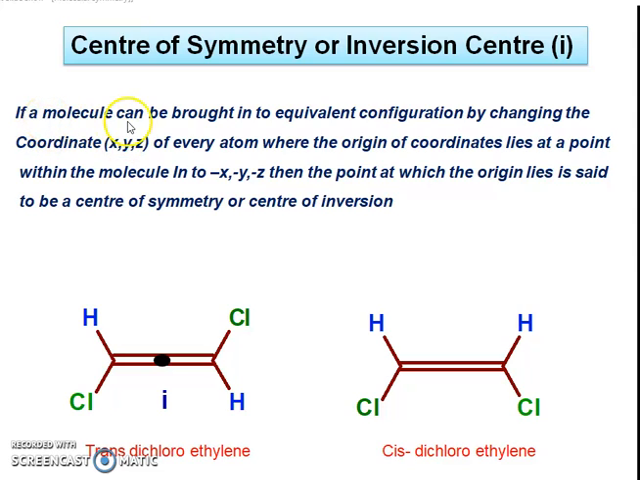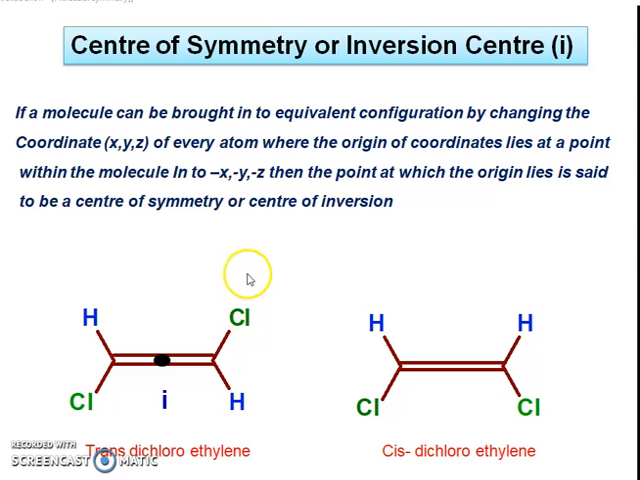If a molecule can be brought into an equivalent configuration by changing the coordinates x, y, z of every atom, where the origin of coordinates lies at a point within the molecule, into -x, -y, -z, then the point at which the origin lies is said to be the center of symmetry or center of inversion.